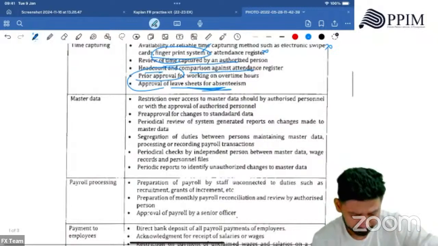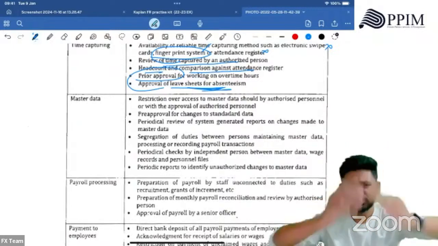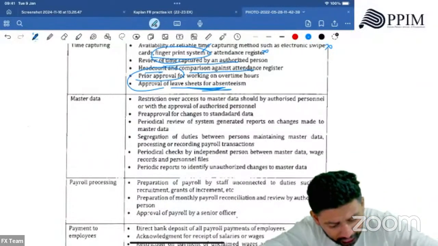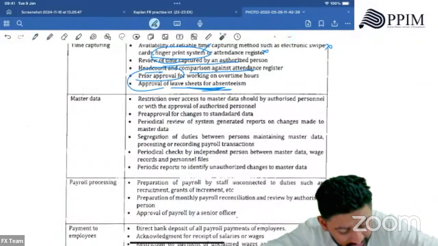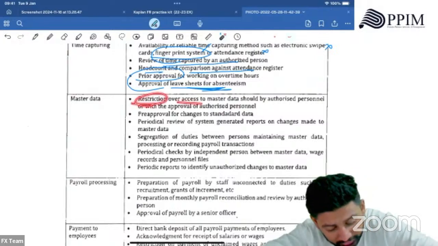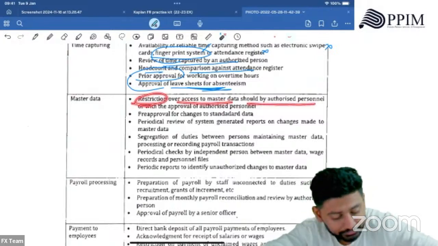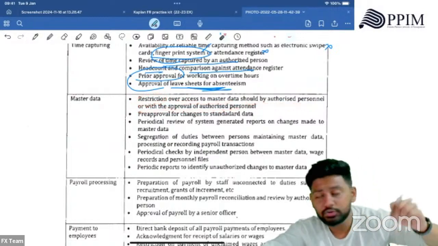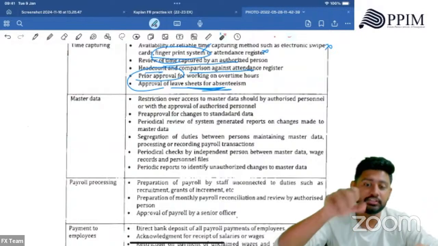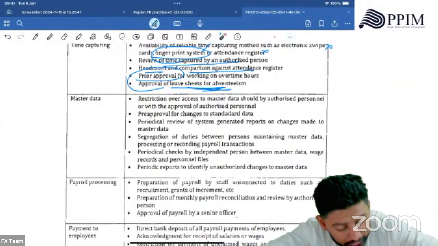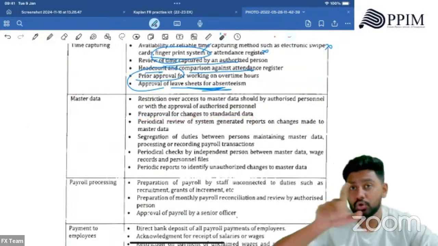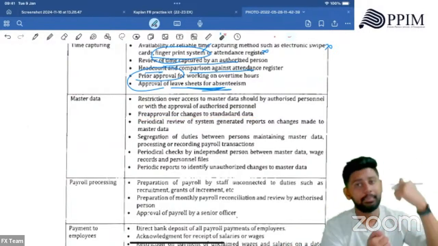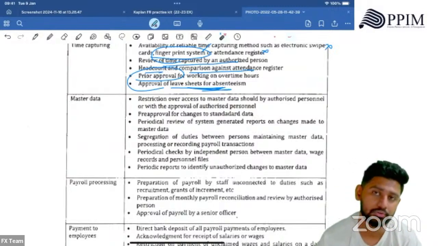Then master data. List of your employees in a data sheet. Your master data, restriction over access to the master data should be authorized personnel only. So you can't give it to everyone. It has to be strictly within some people only. Pre-approval for changes to the standard data. If you're going to make a change to the standard data, there has to be a pre-approval. You have to go to the payroll manager, payroll director, ask them for approval.